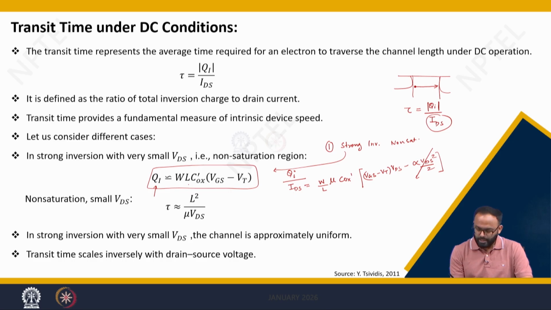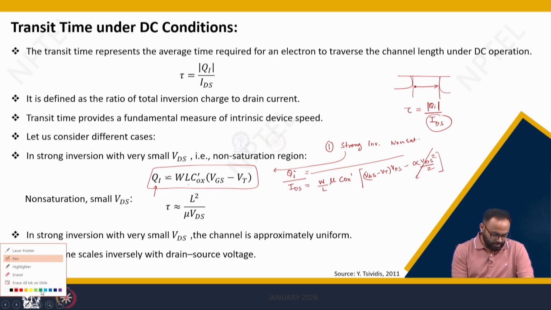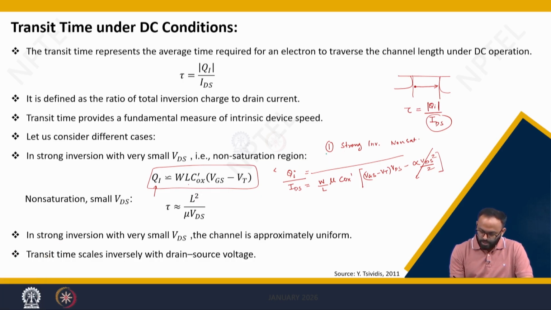Hence if you just divide Qi by ID, you will get the transit time. So I am rewriting this as W into L into Cox dash (VGS minus Vt), and in the denominator you will have W divided by L into mu into Cox dash (VGS minus Vt) into VDS. This term gets cancelled, this term gets cancelled, and this will get cancelled. So ultimately you will get the transit time equals L square divided by mu into VDS.